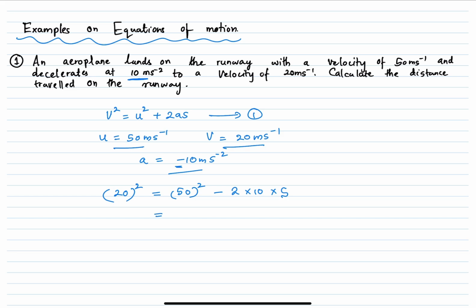And when you actually simplify these values, you will get something like 400 equals 2500 minus 20 times s, and then you can simplify and find the s value. That will be 105 meters. So the distance traveled on the runway would be 105 meters.